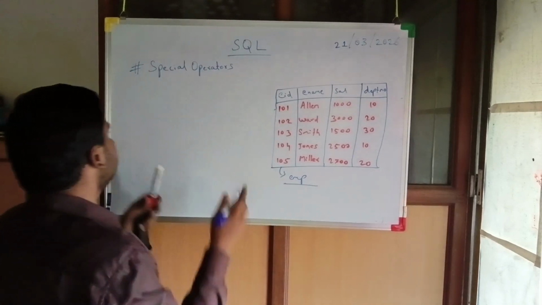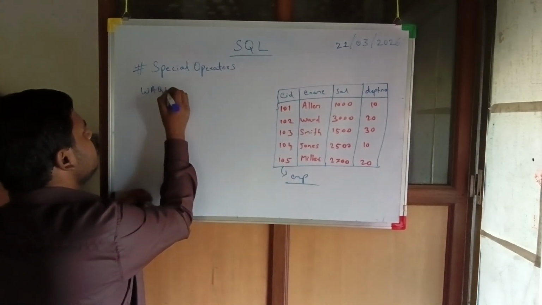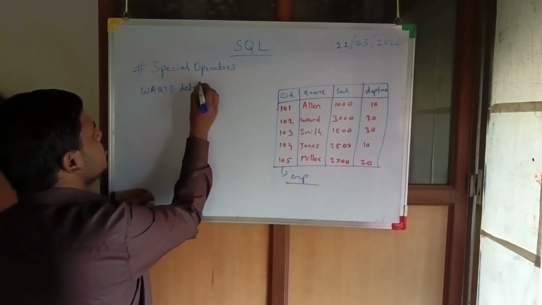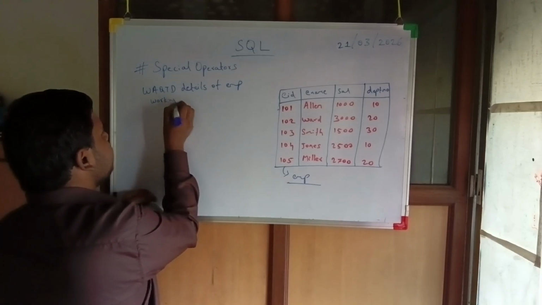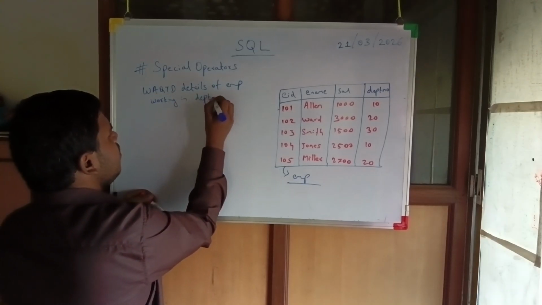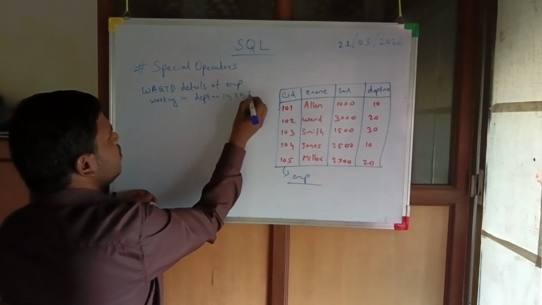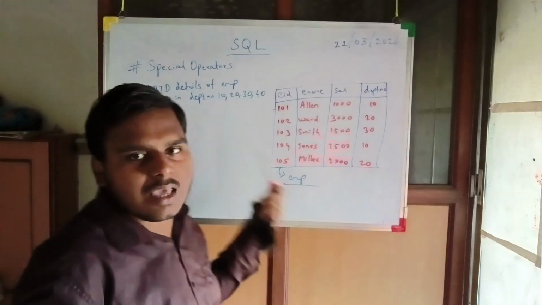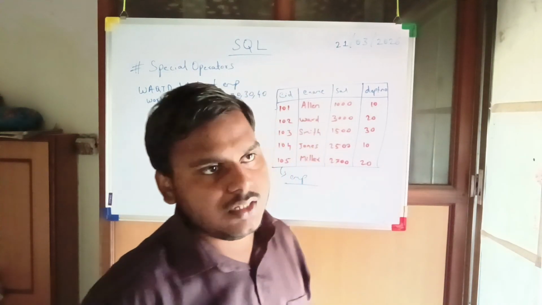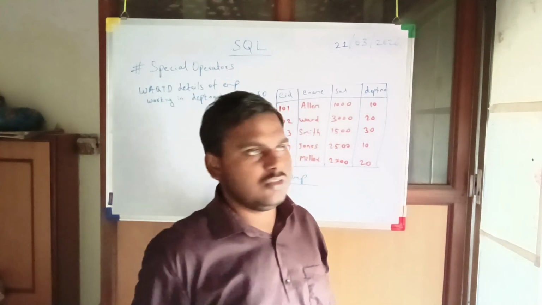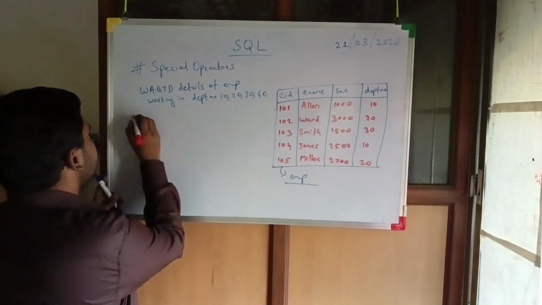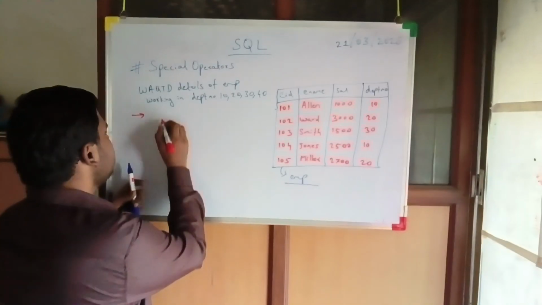I will give the same question now. Write a query to display details of employees working in department numbers 10, 20, 30, 40. What is the problem with the last query? The last query will give the output, but not as fast. When you execute it on a laptop it will show the same time because the data is not big, but internally execution is faster if we use a special operator. So how will we solve it? We will solve it using the IN operator.